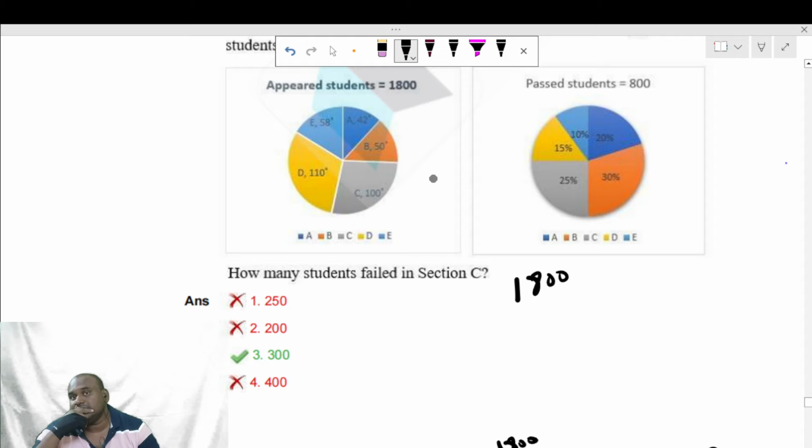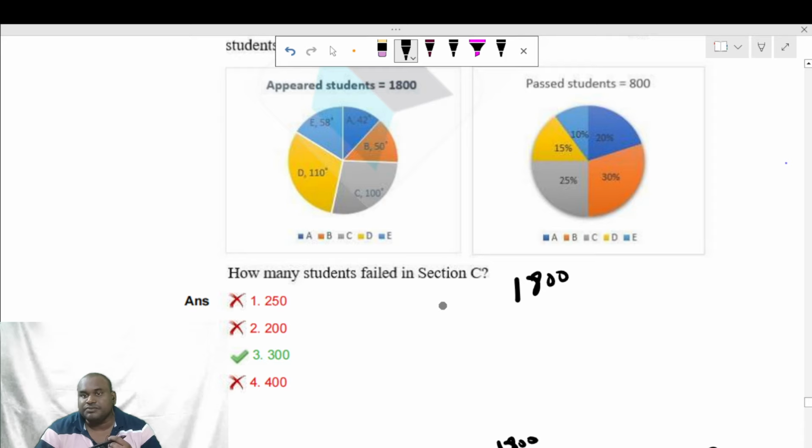So for C, 100 degrees is there. But the total number of appeared students is 1800. So 1800 is for the entire circle. The entire circle is of 360 degrees. So 360 degrees is having 1800 students. But 100 degrees will be having 500 students. That's how we calculate it.